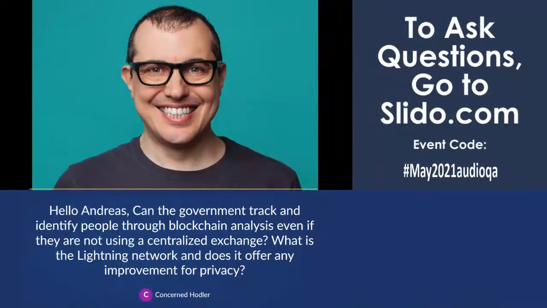All right, let's go to the next question. Concerned Hodler. Hello, Andreas. Can the government track and identify people through blockchain analysis, even if they are not using a centralized exchange? What is the Lightning Network, and does it offer any improvement for privacy? So, Concerned Hodler, the answer is yes. They can track and identify people even if they're not using a centralized exchange, depending on what else you're doing with your Bitcoin.